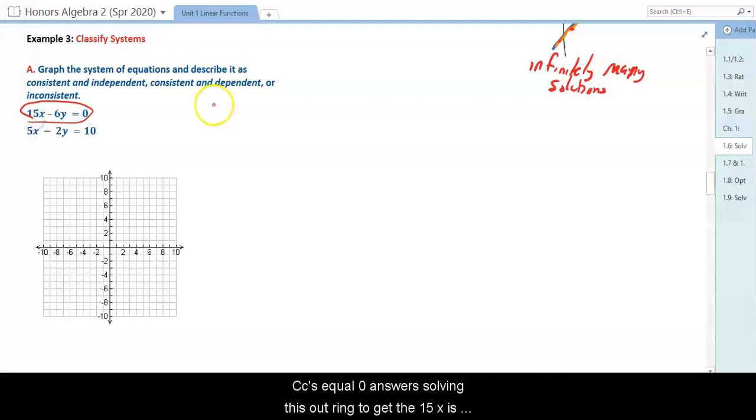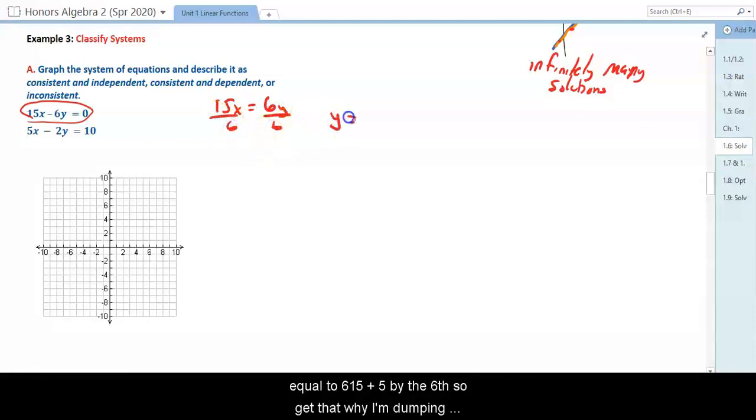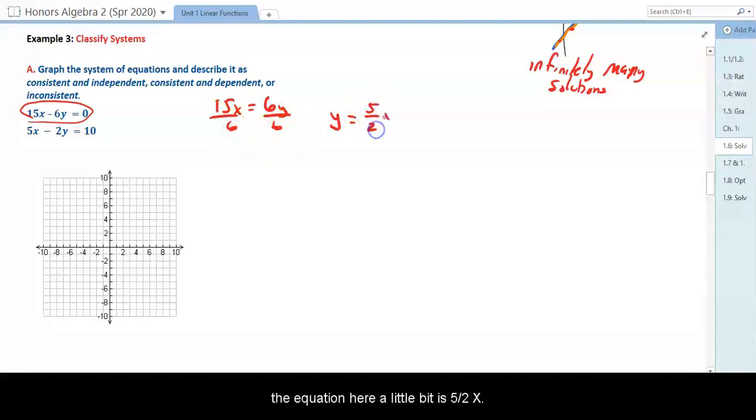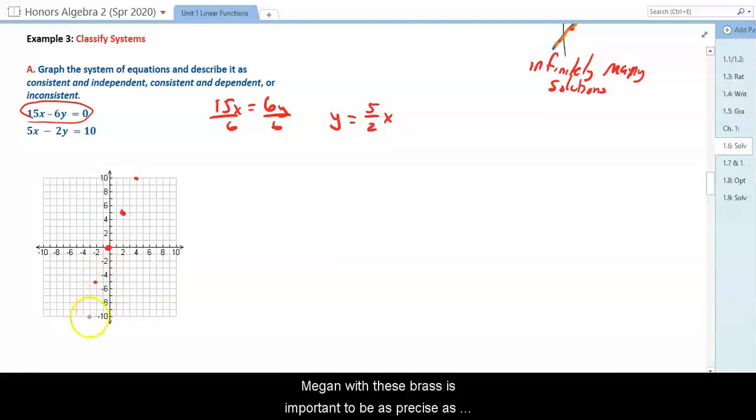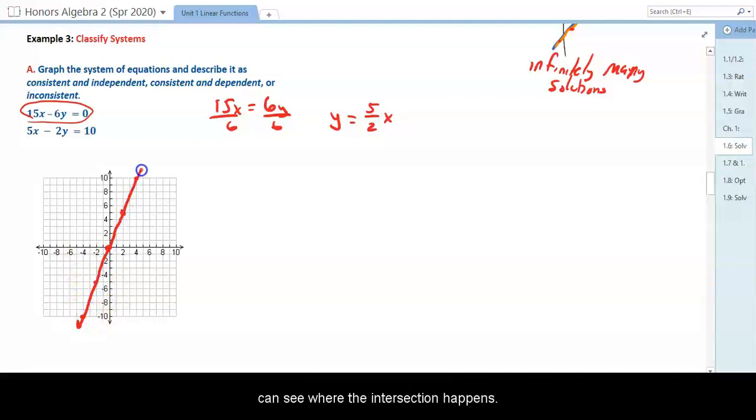And so solving this out, we're going to get that 15x is equal to 6y. Divide both sides by the 6, so we get that y, and I know I'm flipping the equation here a little bit, is 5 halves x. And so going through the origin, up 5, right 2 ends me up there, and I can continue it up here. And again, with these graphs, it's important to be as precise as possible, especially when graphing systems, so that you can see where the intersection happens.